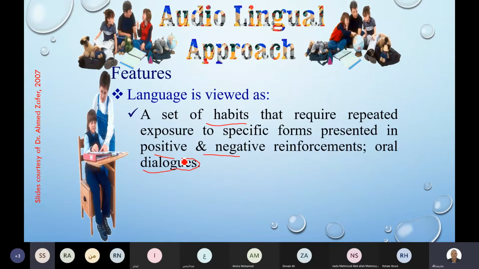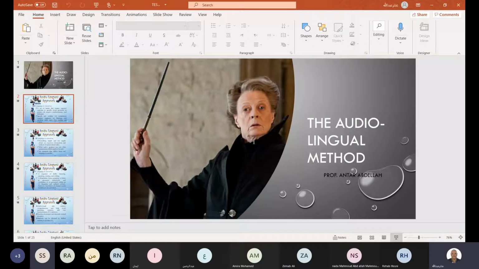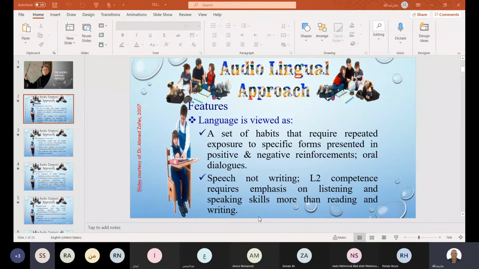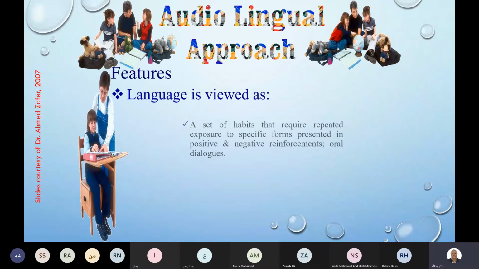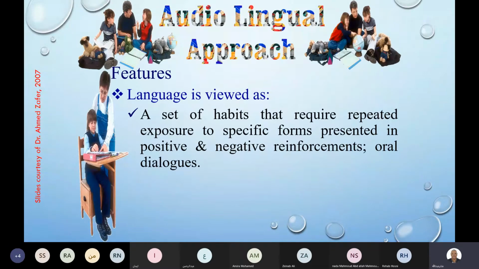So a dialogue is the main activity and the main technique used within the classroom. Whoever uses the audiolingual method will be using mainly dialogues. This is a feature of this method, that it chooses dialogues more than anything else. So this is one important thing about the audiolingual method, that it looks at language as a set of habits that require repeated exposure to specific forms of the language, and these are presented in dialogues. But here, not just dialogues, but positive and negative reinforcements through oral dialogues.